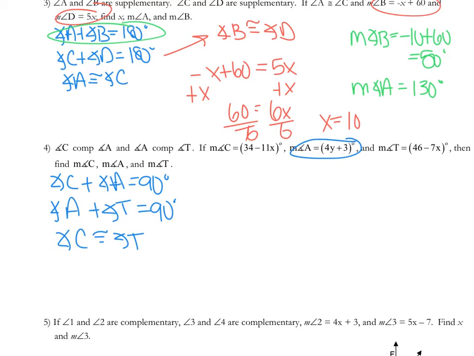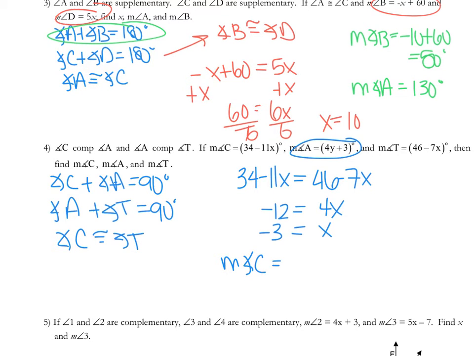So we set 34 minus 11x equal to 46 minus 7x. And we get 4x equals negative 12 and x equals negative 3. Remember that it's okay if it's a negative number, it's just that when we plug it back in, we can't have a negative angle measure. So the measure of angle C is going to be 34 minus 11 times negative 3, which gives me 67 degrees.